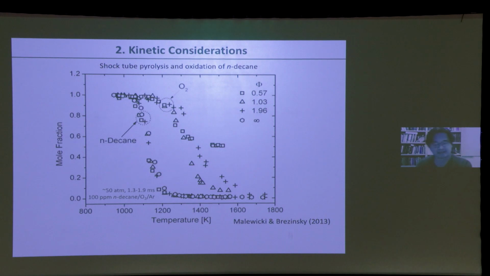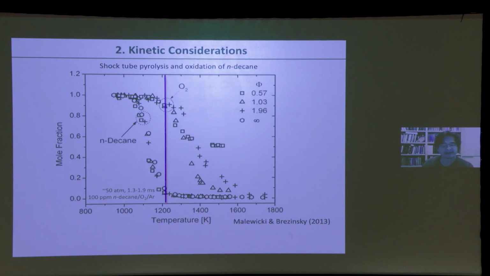How general is it? This is a set of data published some years ago by Ken Brezinsky from UIC. Rather than plotting the mole fraction of species in the time domain, Ken fixed the reaction time to about 2 milliseconds in the shock tube. Then he looked at the concentration of the fuel, which is here, he used n-decane, and oxygen as a function of temperature. Different symbols here represent different equivalence ratios, from fuel lean, stoichiometric, fuel rich, to pure pyrolysis, where the equivalence ratio is infinity. Let me break this chart down.